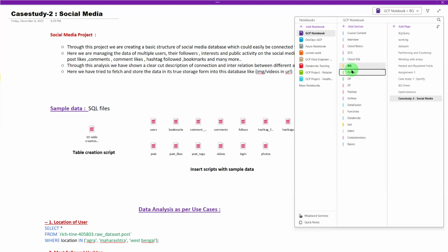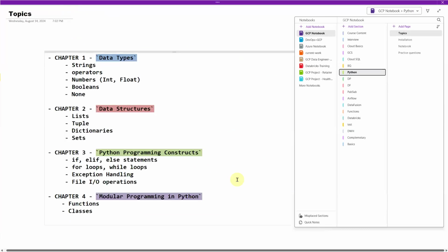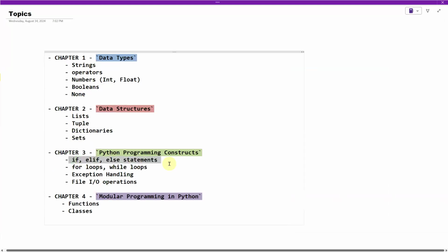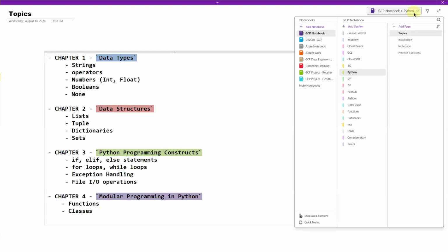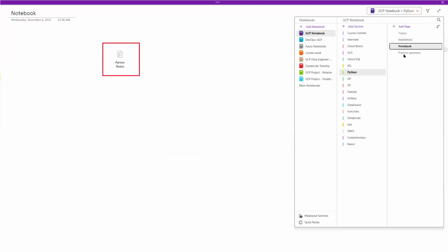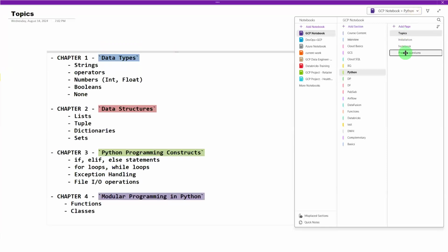And then I'll start telling you about Python. Chapter 1 data types, chapter 2 data structures, Python programming constructs, modular programming, strings, numbers, boolean, None, your list, tuple, dictionary, set, and if-else statements, for loop and while loop, exception handling, file input/output operations, functions and classes. Everything that we are going to cover as a data engineer. This is specifically designed for data engineers, Python for data engineers. We have a notebook for you to practice also, and practice questions.